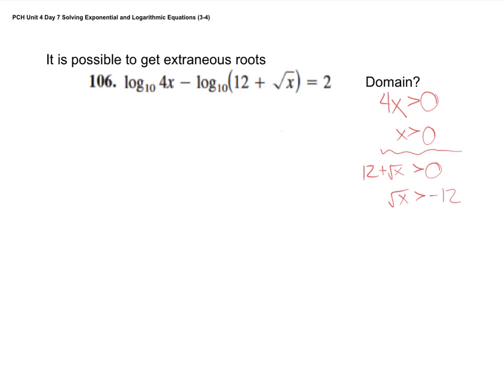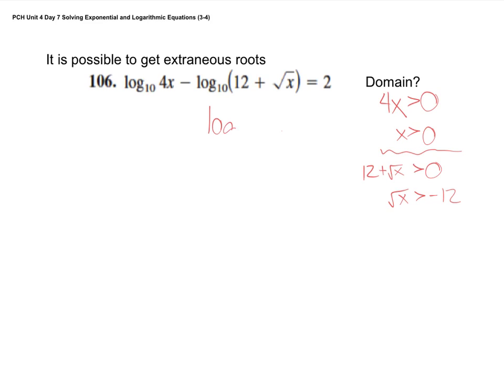Okay? I'm lost. Yeah. Well, let's work on solving it. I think it'll make more sense once we get there, okay? How would I go about solving this equation? Add log 10. It'd be log 10 of 4x divided by 12 plus x squared. There we go. If you have multiple logs, you want to put them together into one log.